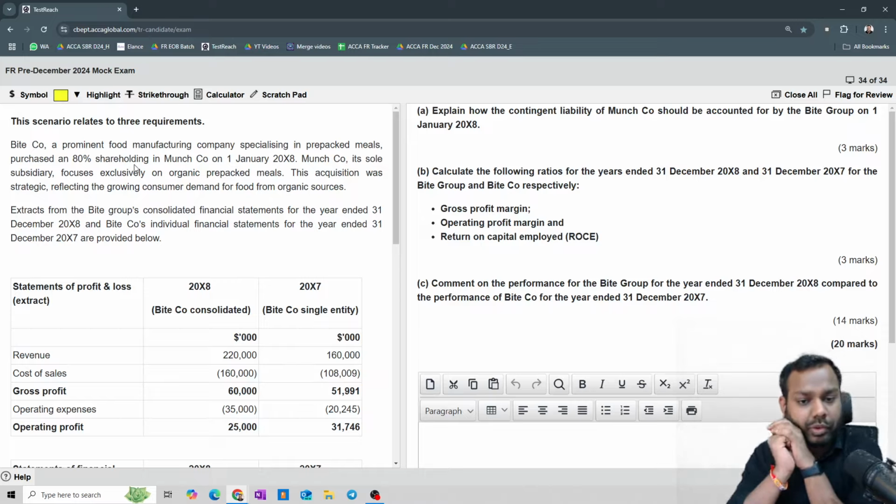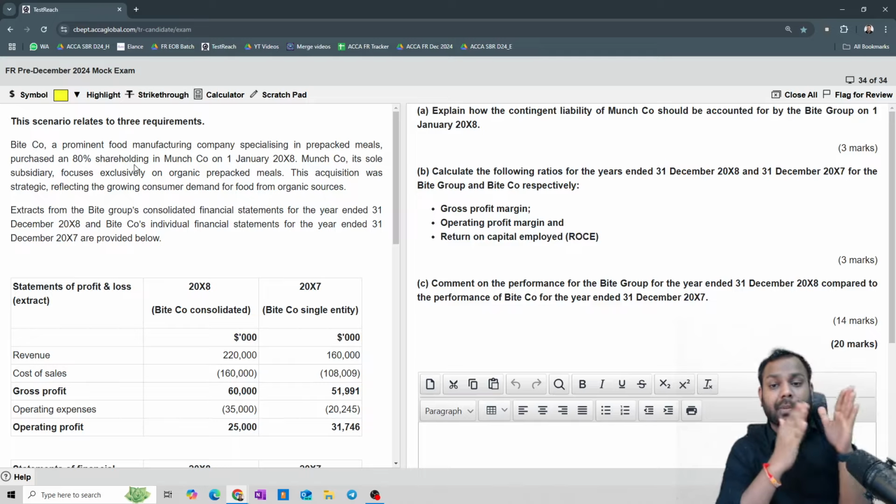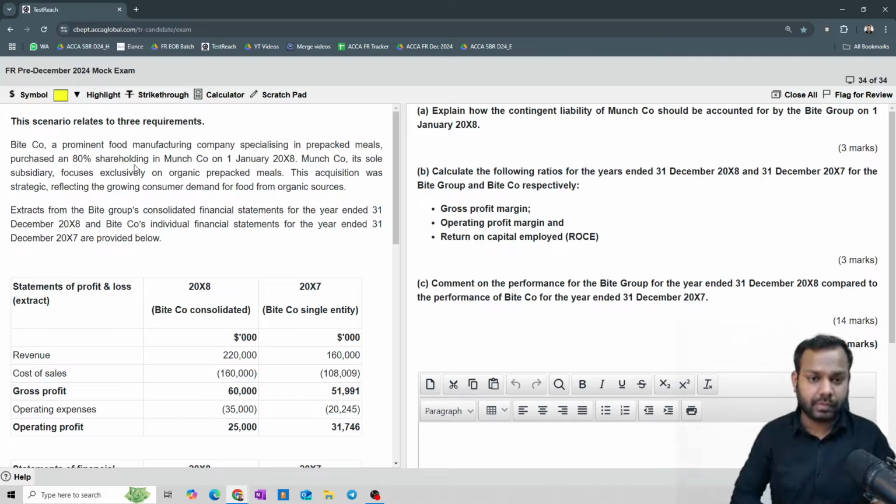Can we give reference to C requirement from the adjustments I have done in B requirements in exam? Yes, in the exam we can do the same, because it's a different part of the same question. So within the same question, yes, we can give the references to it.